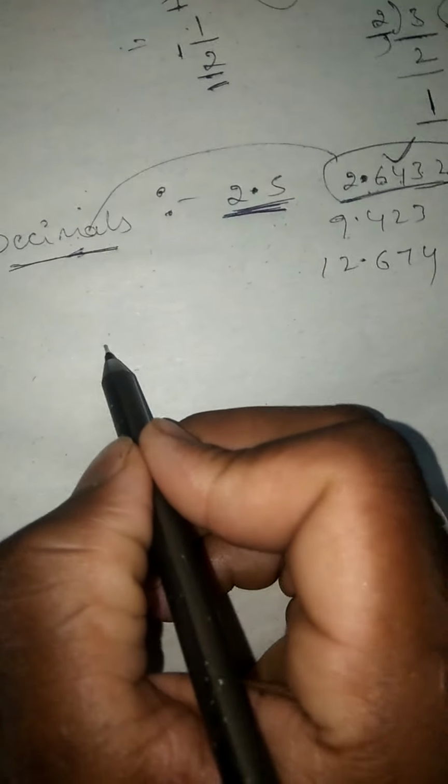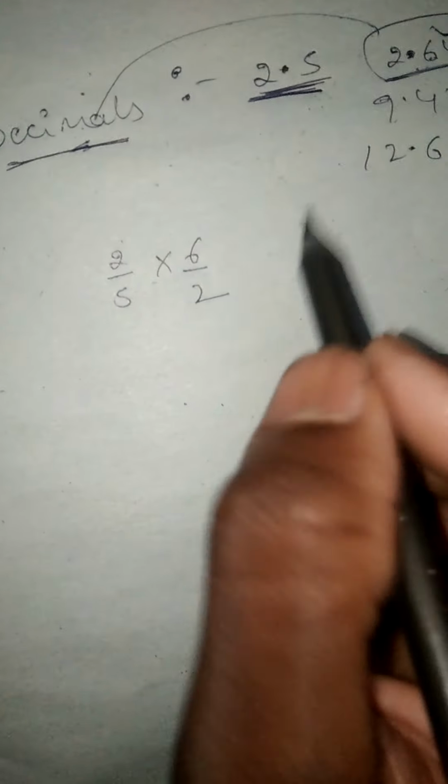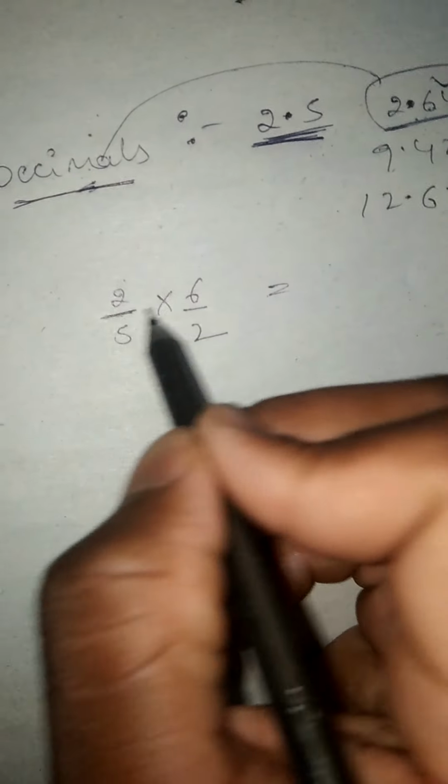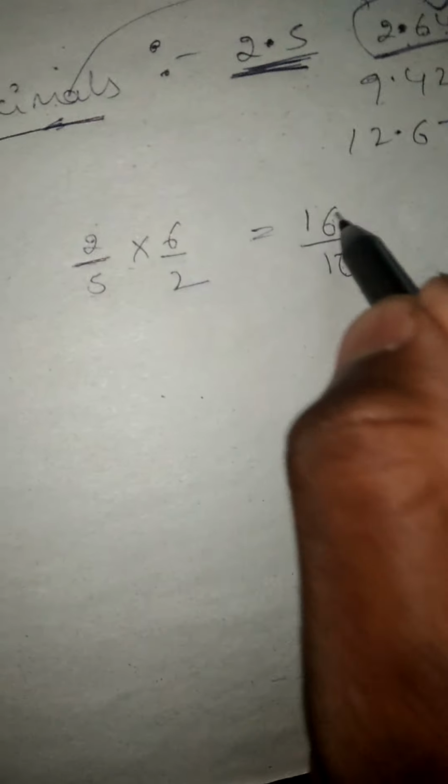Now comes to the multiplication of fractions. 2 by 5 into 6 by 2. This is the multiplication. In multiplication we don't do the LCM or cross multiplication or anything. We multiply the numerators and we multiply the denominators. 2 into 6 is 12, 5 into 2 is 10. So we got 12 by 10.